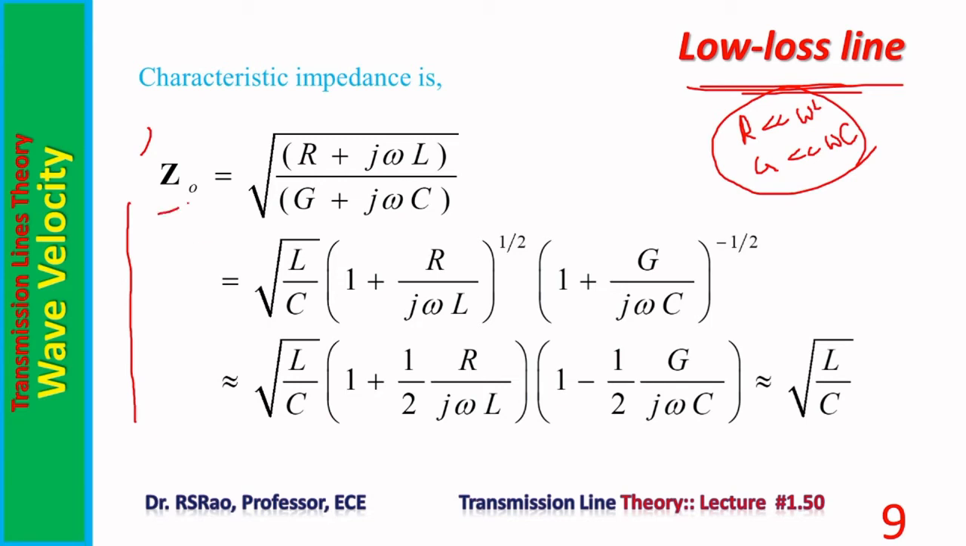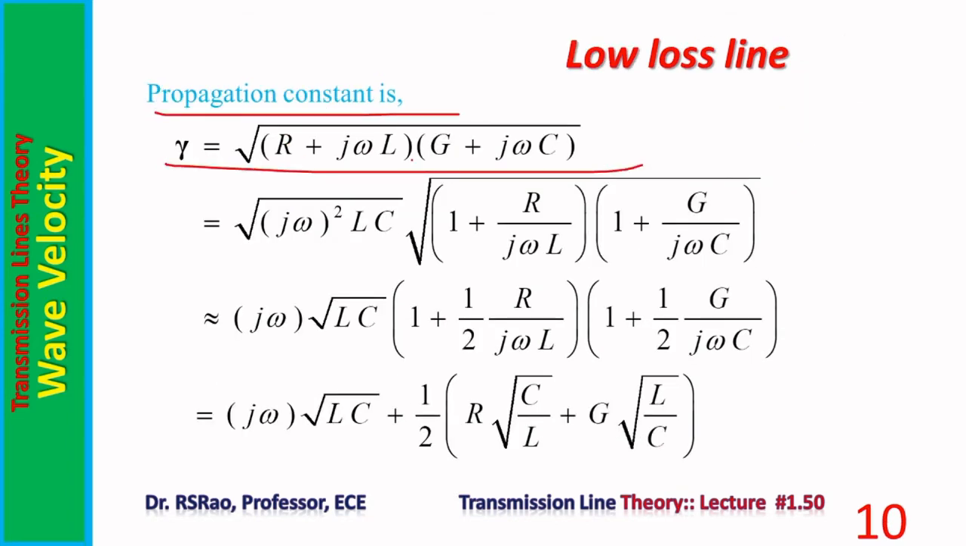Z naught. Z naught by definition is the square root of R plus j omega L by G plus j omega C. Now this can be expanded and the binomial theorem can be applied, ultimately to find Z naught roughly equal to root of L by C. Or you need not do this much also. Simply see, R is very, very less when compared to omega L. So neglect R. G is very, very small when compared to omega C. So neglect this fellow. Ultimately you are getting root of L by C.